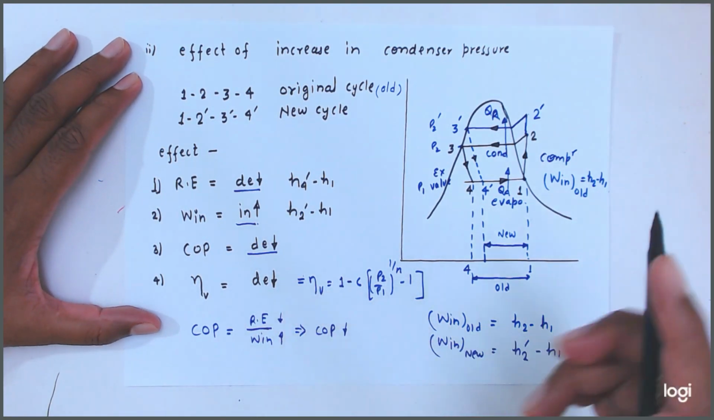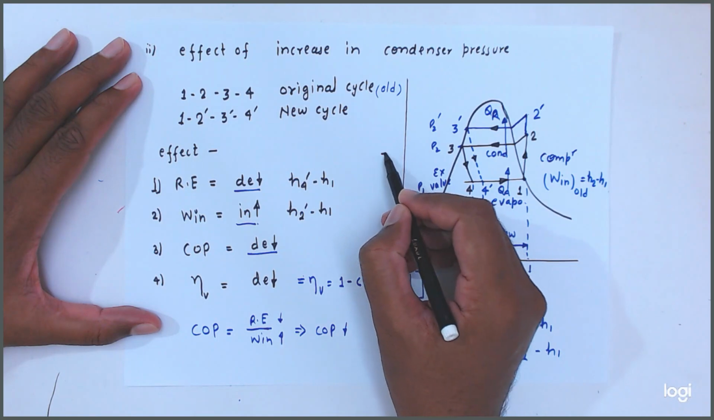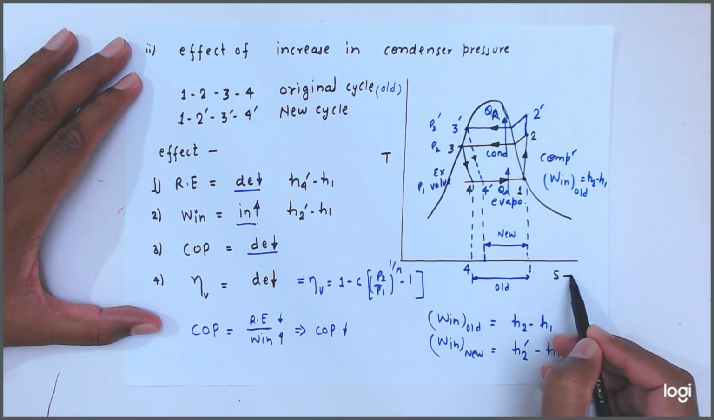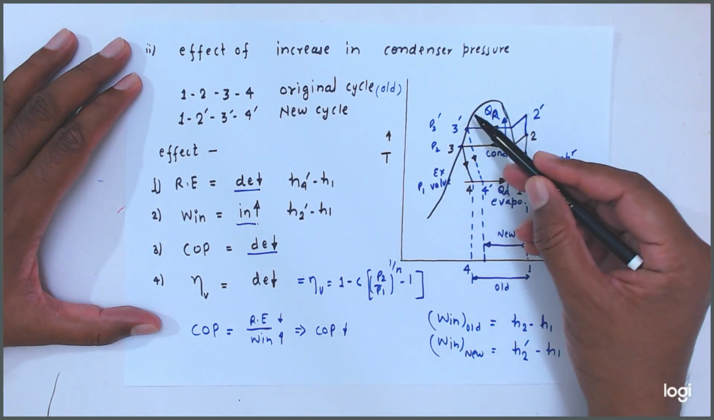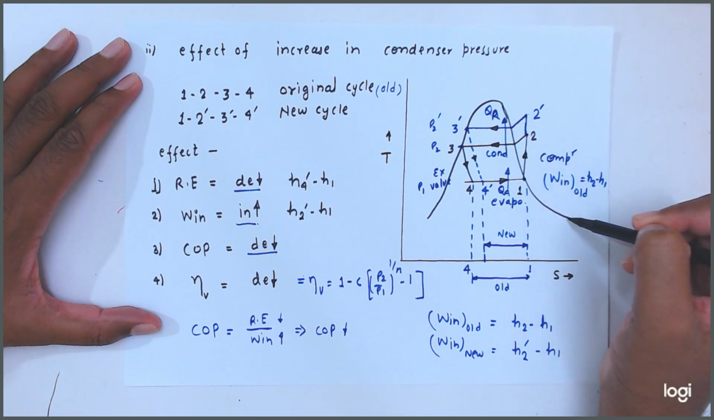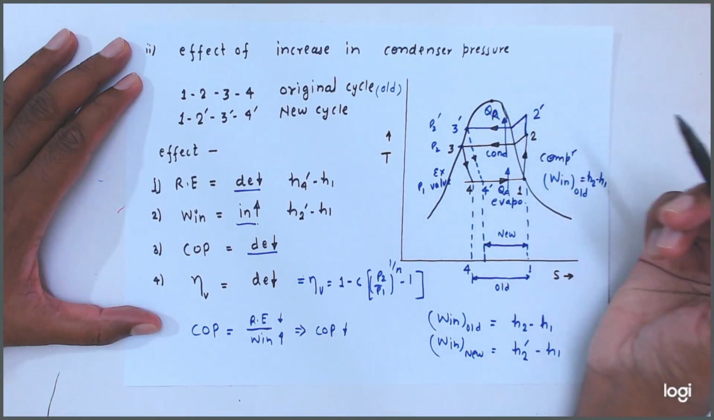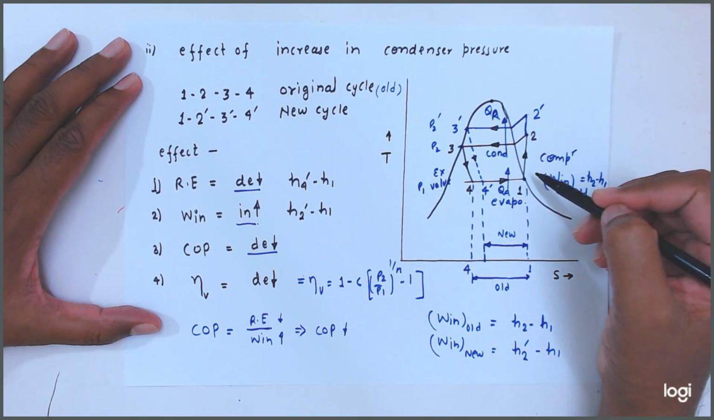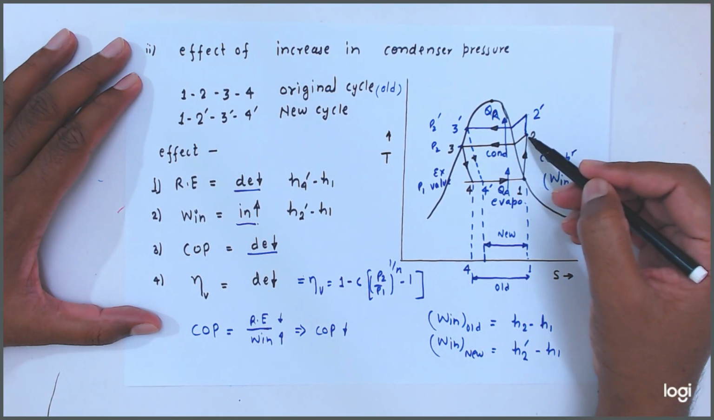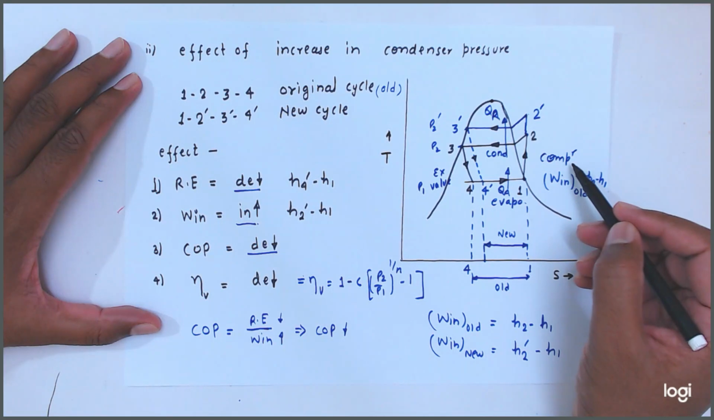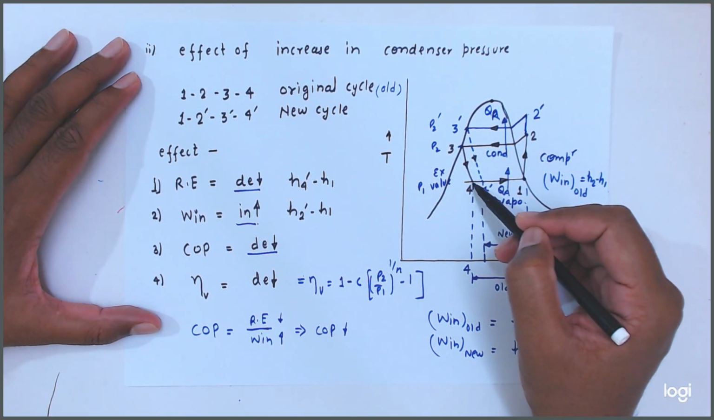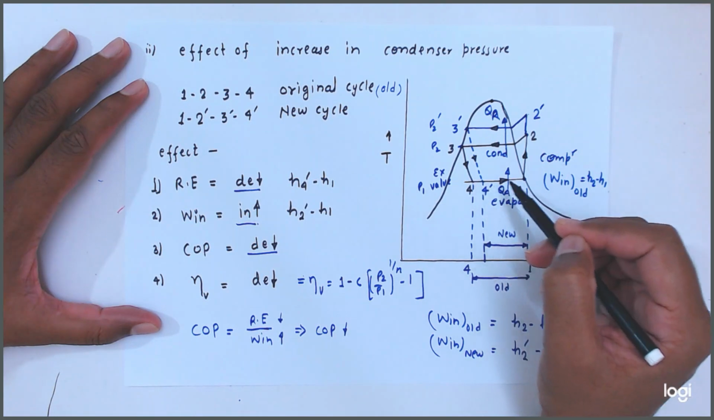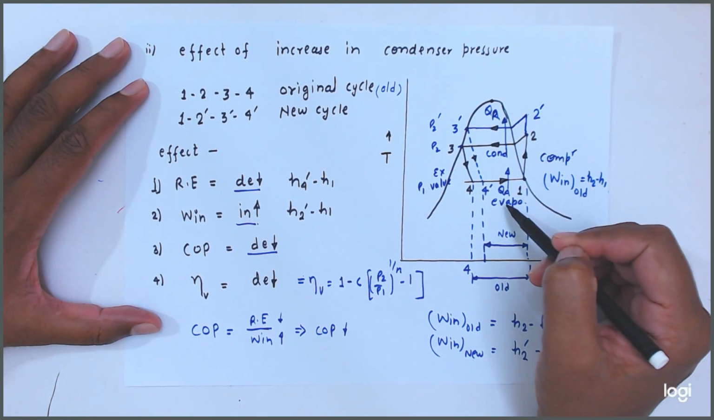Now friends, here you see this is the TS diagram, temperature versus entropy diagram. This is the saturated liquid line, this is the saturated vapor line, and this point is the critical point. As we know, this 1 to 2 is the process in compressor, then 2 to 3 is the process in condenser, 3 to 4 is the process in expansion valve, and 4 to 1 is the process in evaporator.